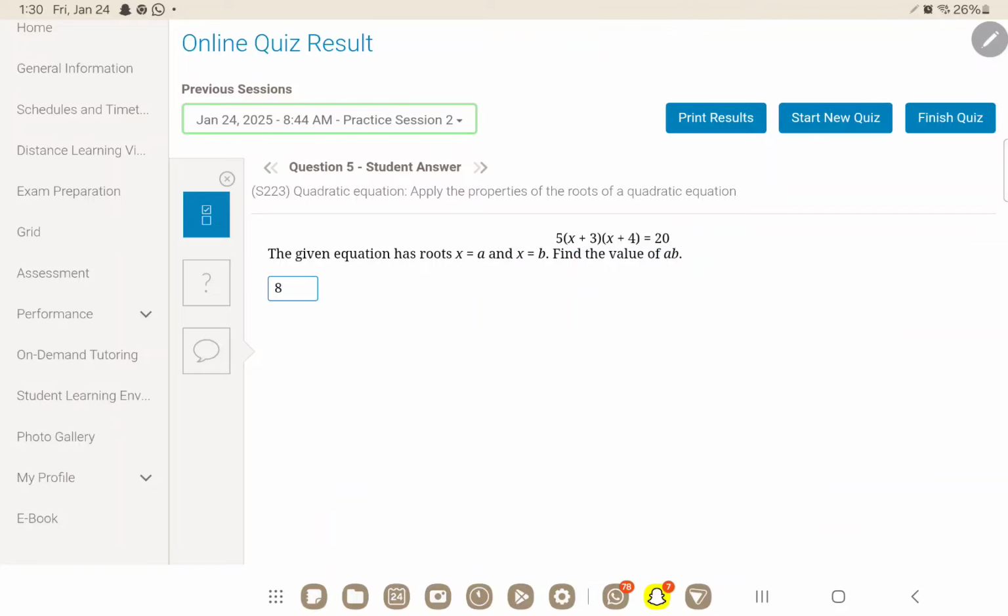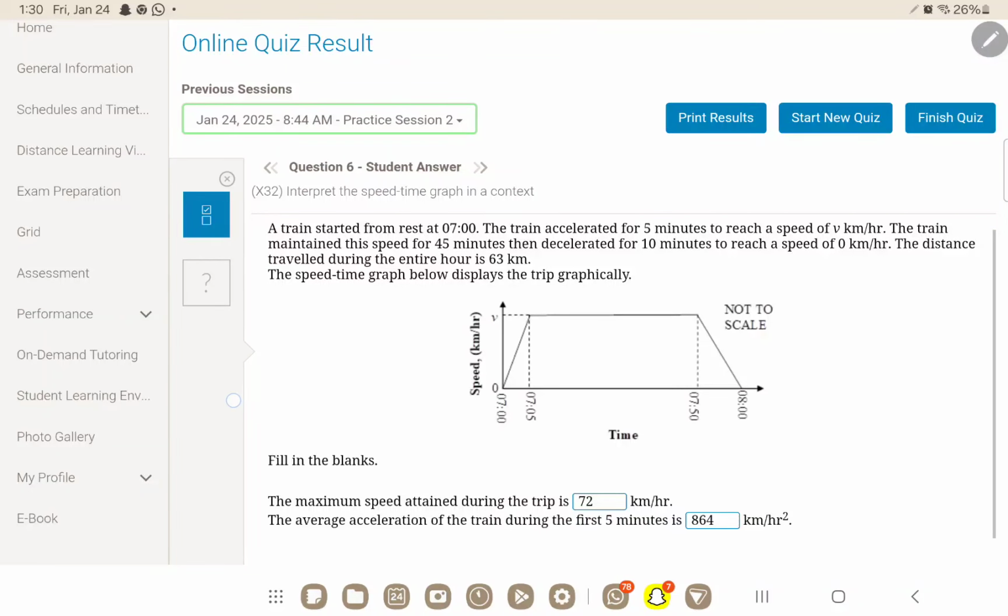Now, let's move on to the next one. This is part of IG math, and we took it in physics last year. So, yeah. A train started from rest at 7. The train accelerated for 5 minutes to reach the speed of v kilometers per hour. The train maintained the speed for 45 minutes and then decelerated for 10 minutes between 7:50 and 8 to reach the speed of 0 kilometers per hour. The distance traveled is 63 kilometers.